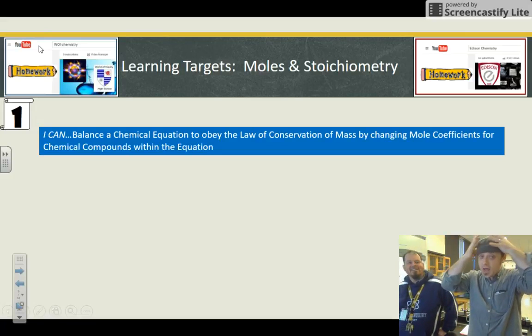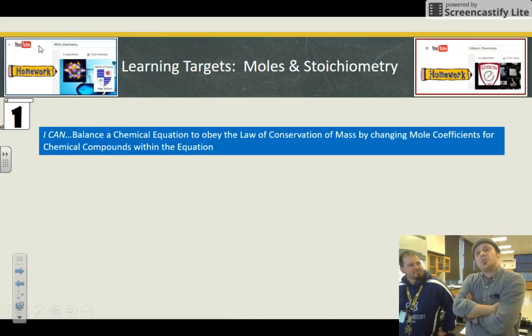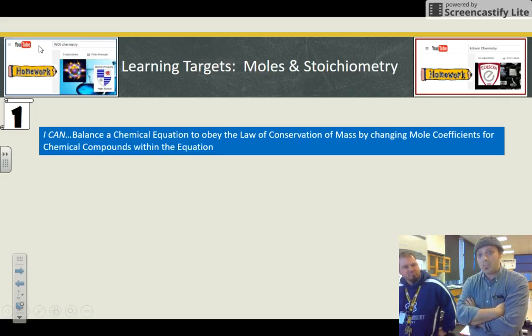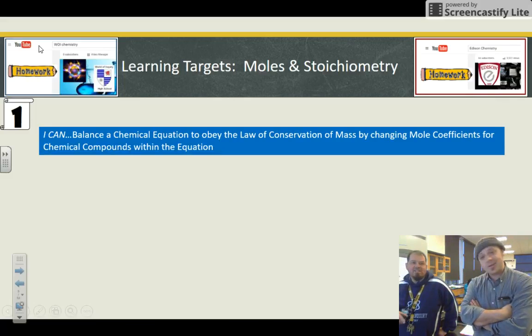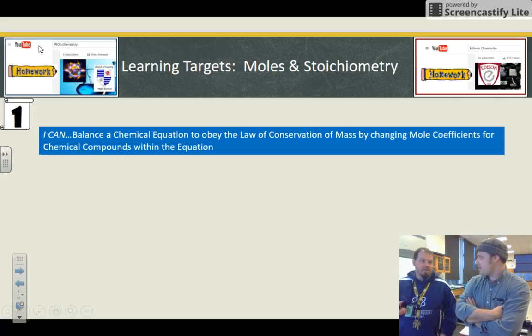But anyway, you've got to be able to balance a chemical equation to obey the law of conservation of mass. And it's a process. It's a little bit involved, but it's not that bad. This is the part that I like. If you liked doing covalent bonds last unit and putting the puzzle pieces together, this is like that for stoichiometry.